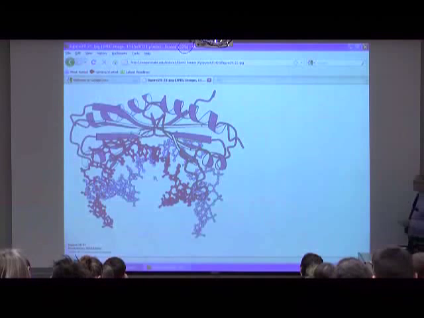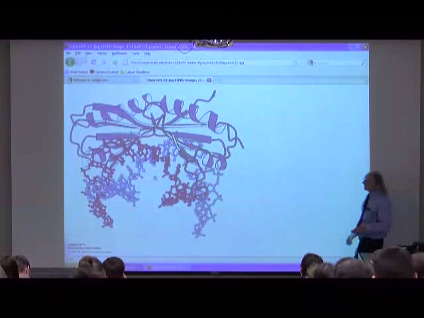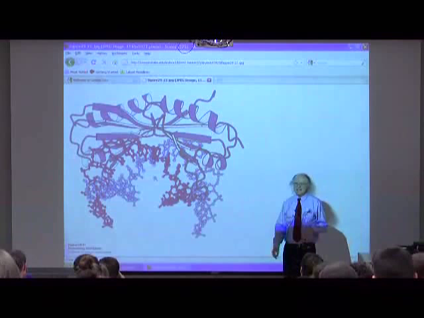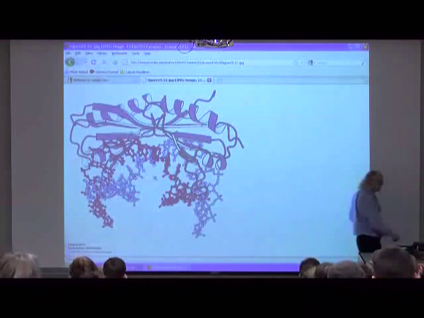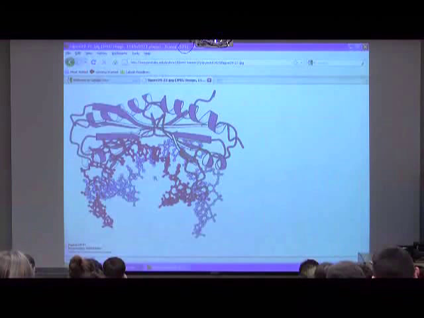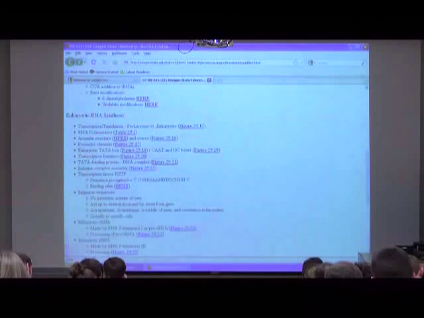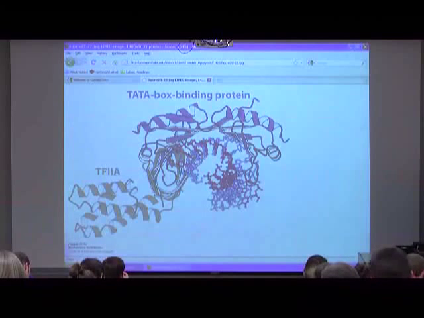Structural things, there's the TATA binding protein. You can see that one of the things that the TATA binding protein does is it bends DNA. Bending of DNA facilitates the opening of the strands. So the bending of the DNA helps the strands to come apart, and that in turn allows the RNA polymerase to get in and do its thing. There's the TATA binding protein and its interactions with TFIIA, for example.